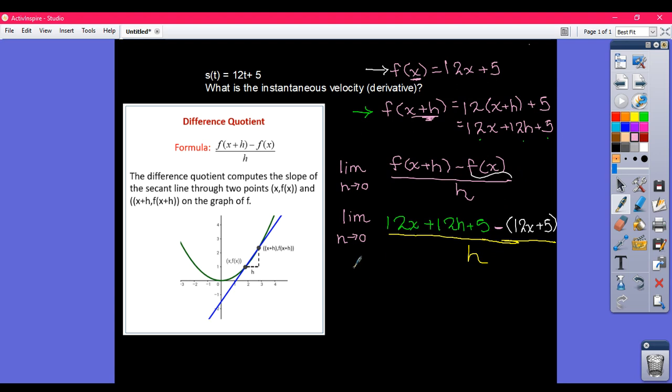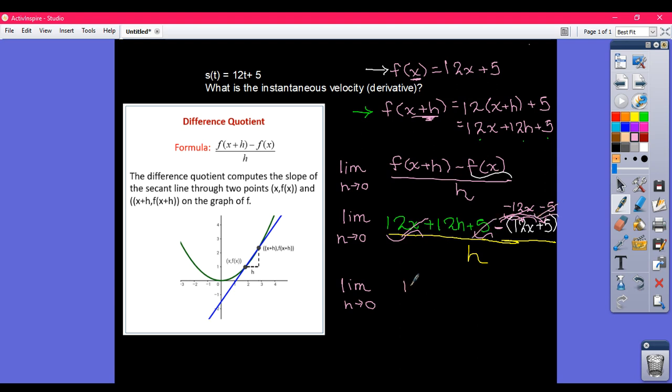All I'm going to do from here is just work on simplifying the numerator. Now, notice there is a negative in front of this parentheses, so in order to take each term out of the parentheses, I'm going to distribute the negative. So this will give me negative 12x minus 5. So if I'm combining like terms here, I have 12x, I have negative 12x, that's gone. I have positive 5, I have negative 5, that's gone.